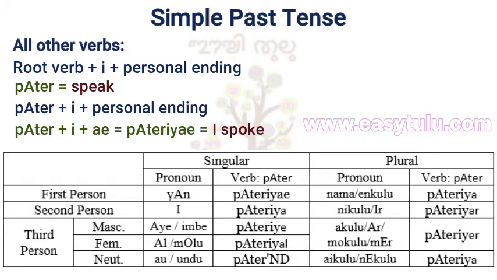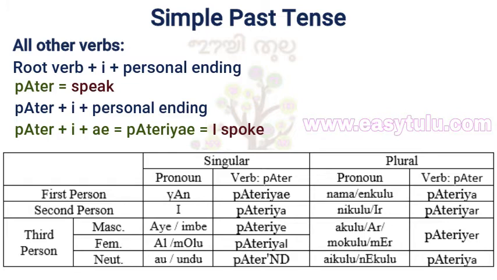Alu or molu patiriyal, she spoke. Au or undu patirindu, it spoke. In spoken Tulu, it is just pronounced as patirindu. Nama or enkulu patirya, we spoke. Iru or nikulu patiriyar, you spoke. Akulu, mokulu, aru or meer patiriyar, they spoke. Nekulu or aikulu patiriya, they spoke.